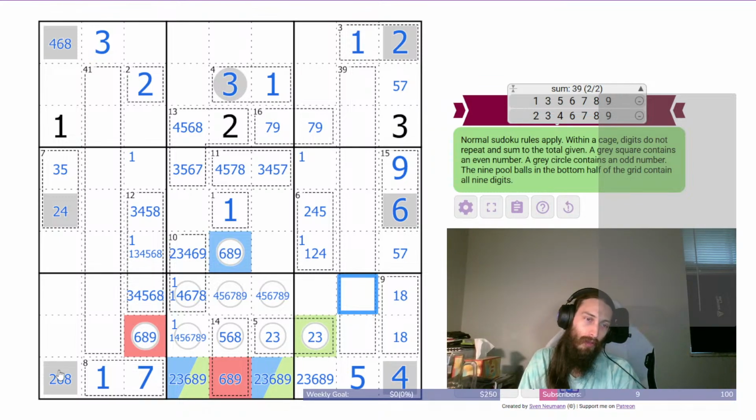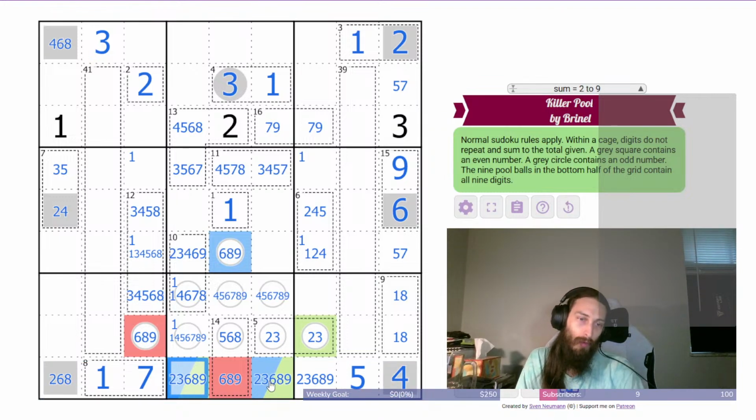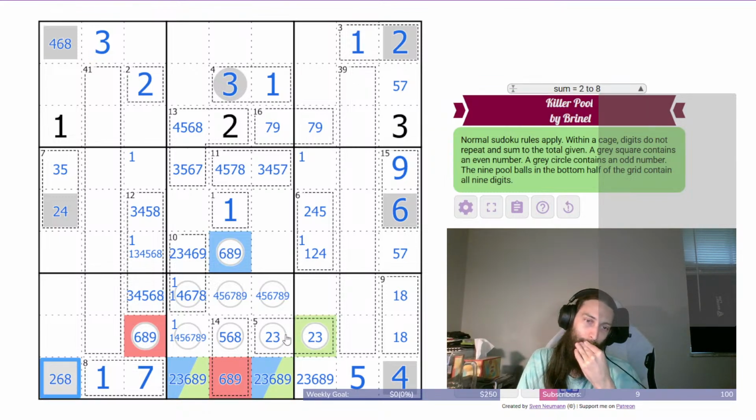I was about to ask where the other 2, 3 is in this row, because only one of these can be 2 or 3. But if this is a 3, that can still be the 2. Yeah.